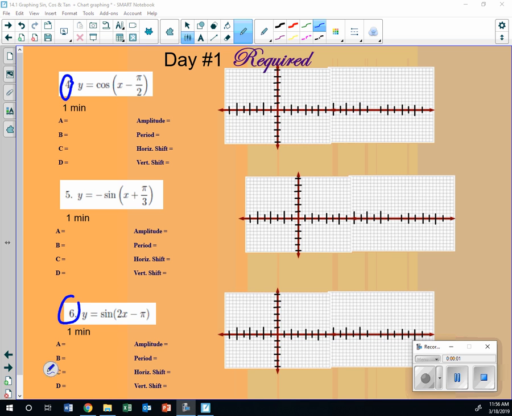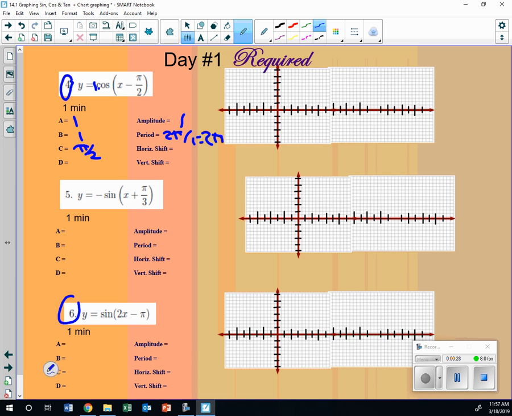Let's do a couple of these examples, number 4 and 6. Try this: y equals cosine of x minus pi over 2. Now, there's nothing to factor out, but it does have a shift to it. We have a 1 in front for an amplitude of 1. We have a 1 in front of the parentheses, so the period is 2 pi over 1, or 2 pi. The shift is just pi over 2.